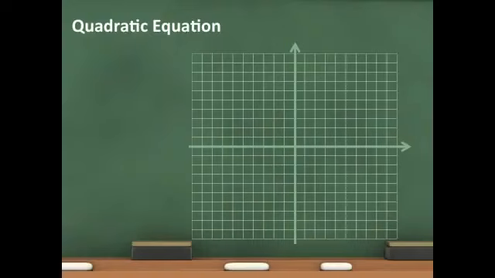The graph of a quadratic equation is called a parabola. A parabola is a U-shaped curve. In this video, we will look at 3 examples that involve graphs of parabolas.